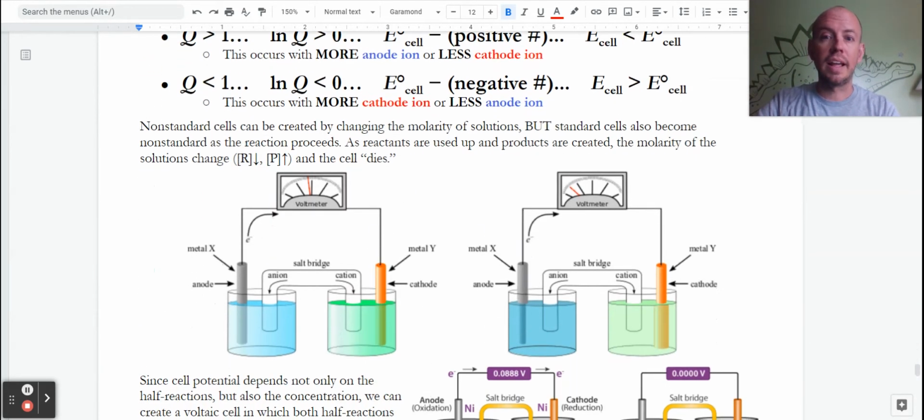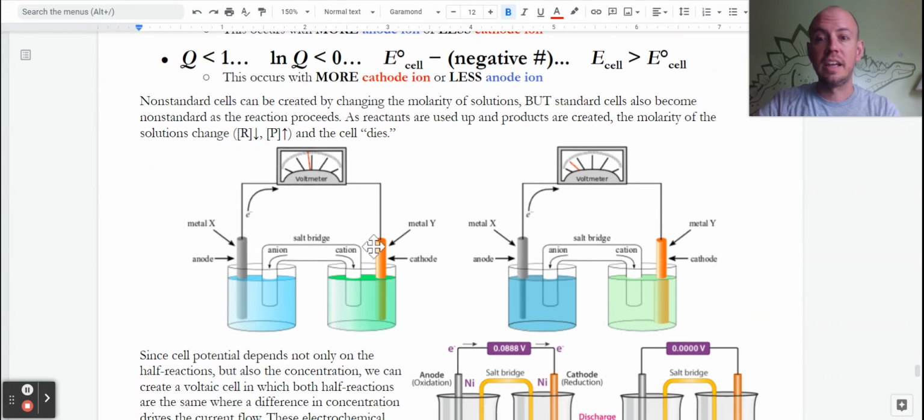Some examples right here in a non-standard cell, I could see I've got a certain voltage, but as this goes on and on, my voltage is actually dropping. I have more stuff here, so my concentration of my cation has decreased. My colors are changing. Sorry, I'm running out of this, so I have more of that. This is going to be driven less and less forward because I am running out of my reactant. I am making too much of my product, and the cell starts to die.